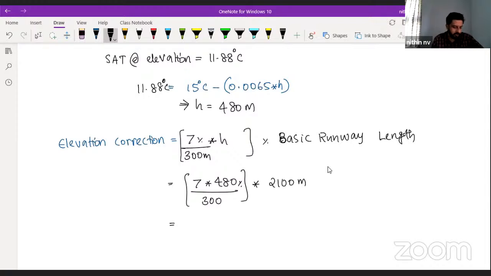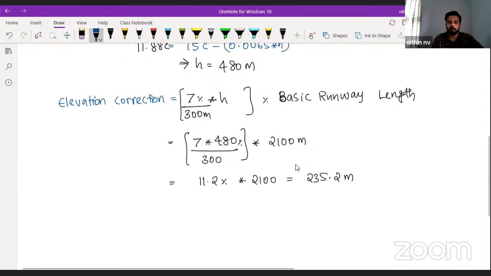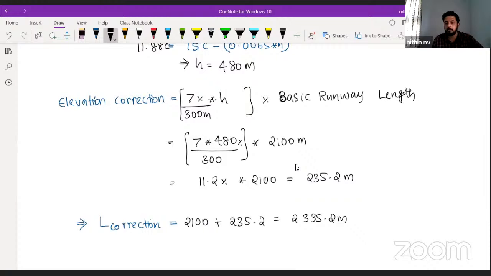This will be around 11.2 percentage. 11.2 percentage of 2100 will be 235.2 meters. And that much correction, which means what will be the corrected length? We have 2100 meter already. We just have to add 235.2, so that we will be getting 2335.2 meter as the corrected length.